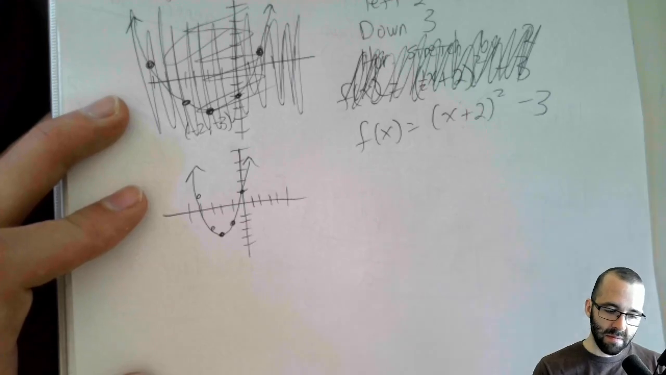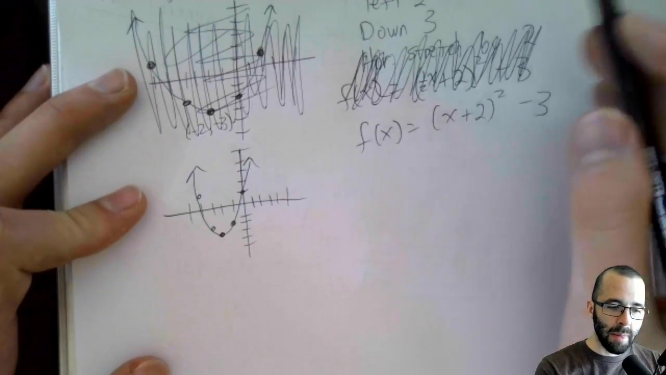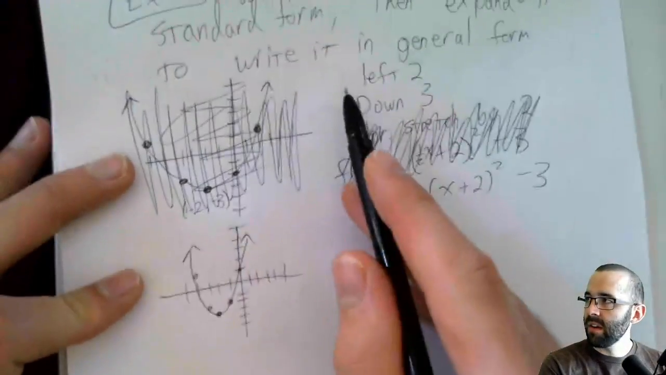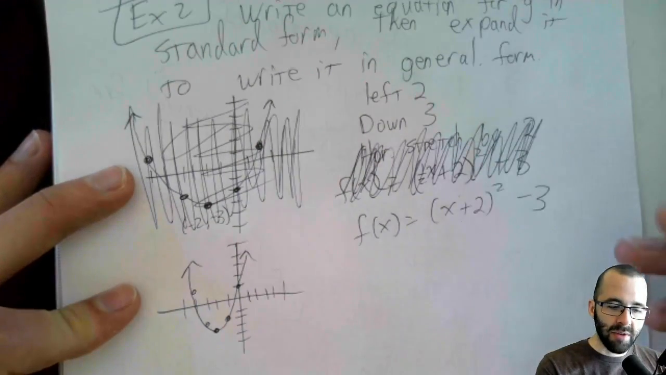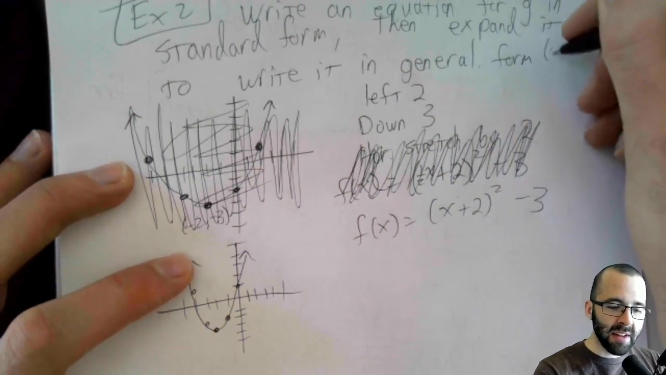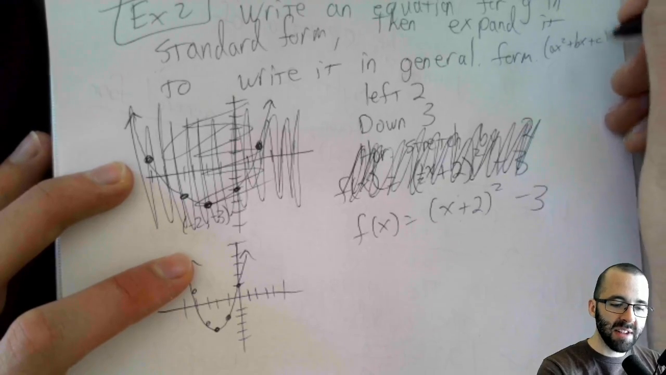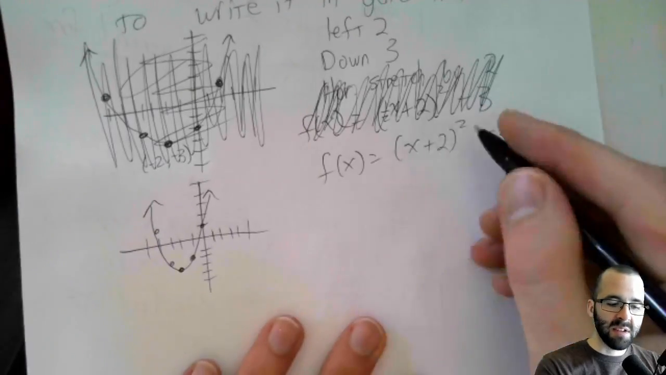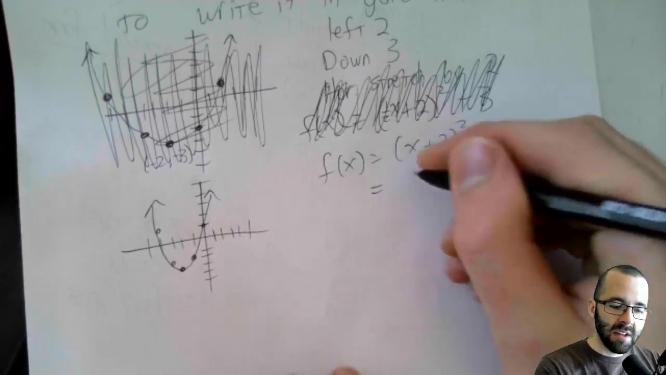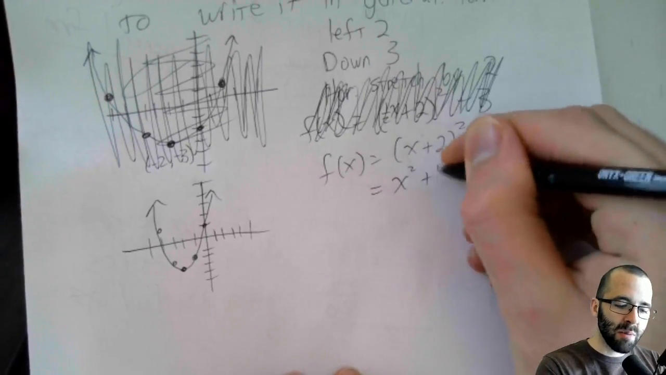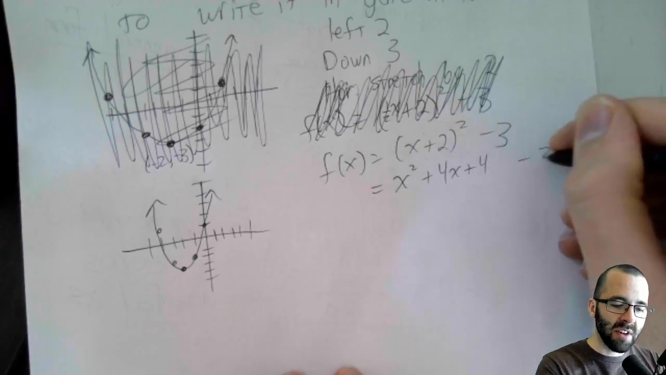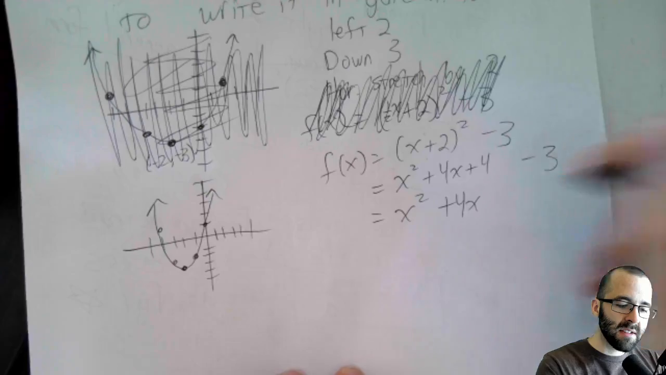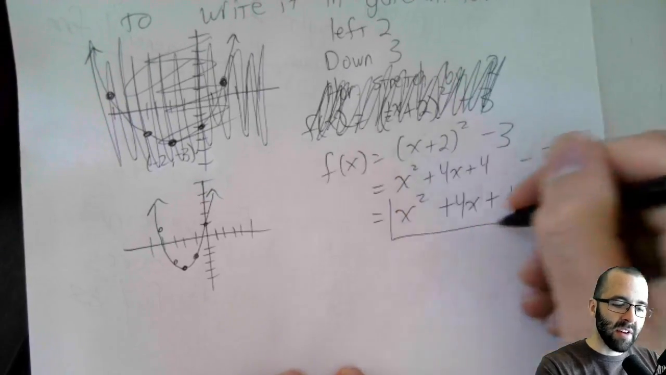All right. Then what happens is we need to expand it now to write it in general form. Right, remember general form, right? That's ax squared plus bx plus c. So we have to expand this. So we just FOIL this out. So if you FOIL this out, what do you get? You get x squared plus 4x plus 4. And then you still have that minus 3 from before. And then just collect the like terms. x squared plus 4x plus 1. This is our answer in general form.